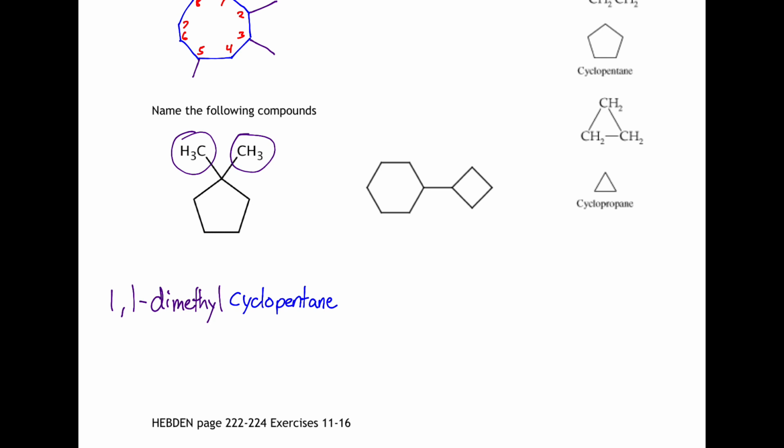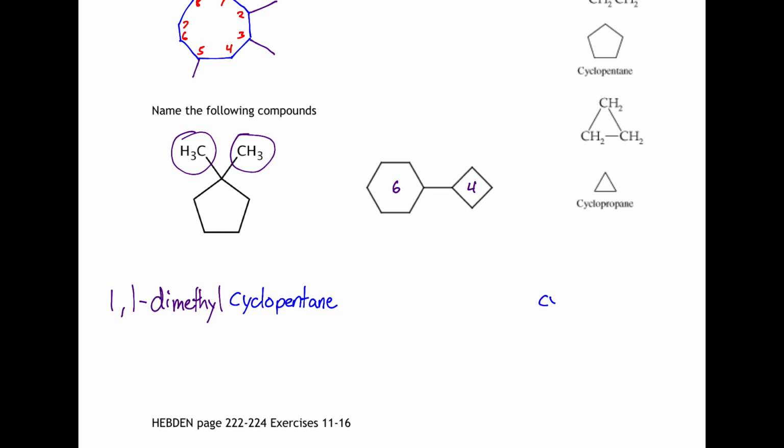Look at this ugly thing. It's a real molecule. How am I going to name this? How many circles do I have? 2 circles. So which circle is the parent? The bigger one. Excellent guess. This one has 6. This one has 4. So the 6-carbon ring is the parent. That's my base. So my base in this case is cyclohexane.